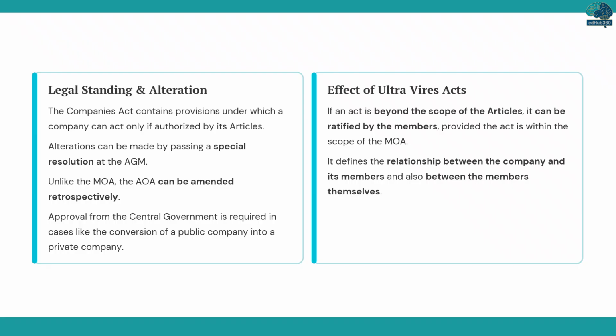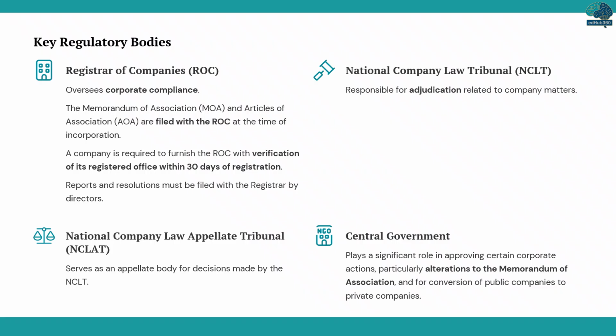Now, if an act is beyond the scope of the articles, but still within the scope of the MOA, it can actually be ratified by the members. This is a crucial difference from MOA ultra vires acts. The AOA primarily defines the relationship between the company and its members, and among the members themselves.